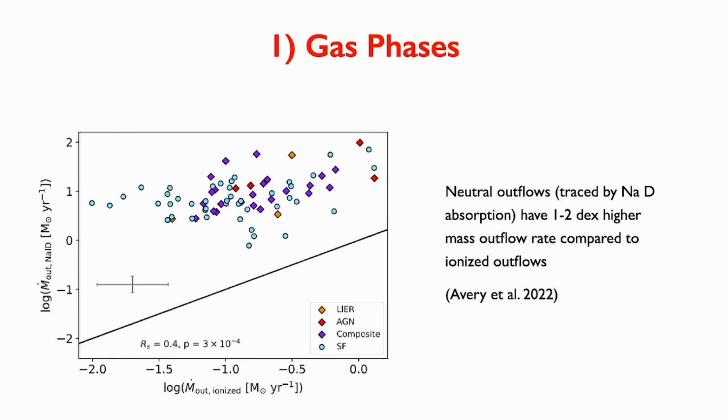In the local universe, this is a recent study using the sodium D absorption line that traces neutral gas. On the y-axis, you have the mass outflow rate from neutral gas, and on the x-axis, you have the ionized mass outflow rate from the same galaxies. We are talking about 1 to 2 dex in difference. So the neutral phase carries 10 to 100 times more mass away from the galaxy. So if you only focus on the ionized gas, which is typically easier to measure, you're sort of missing half the picture.